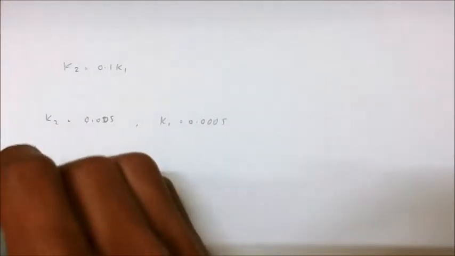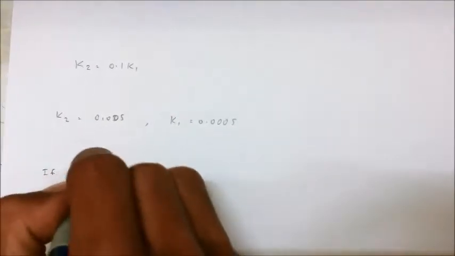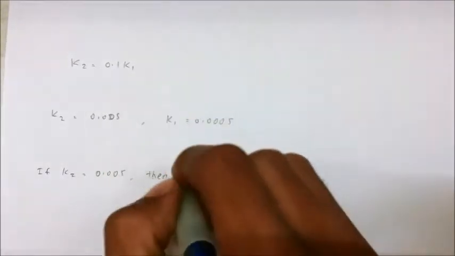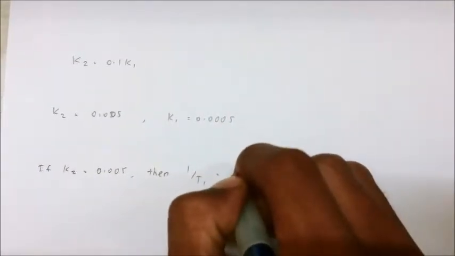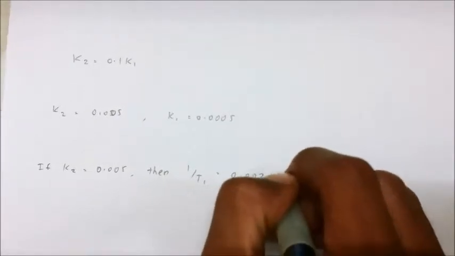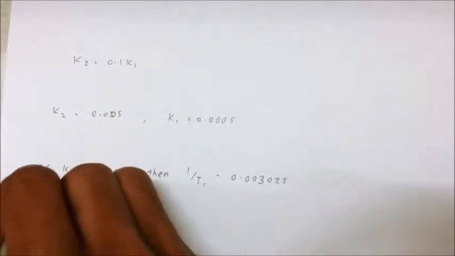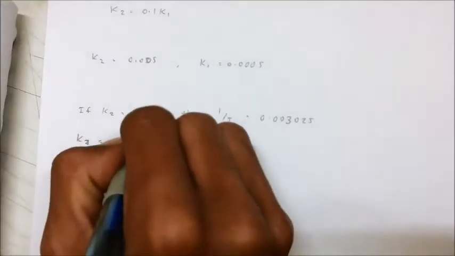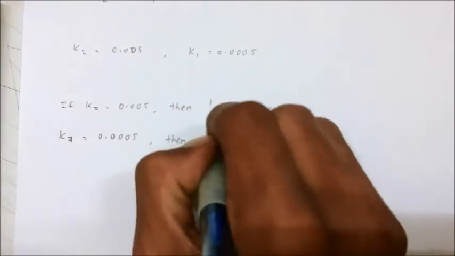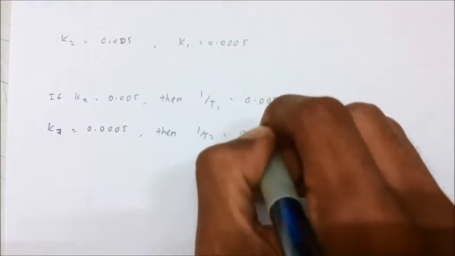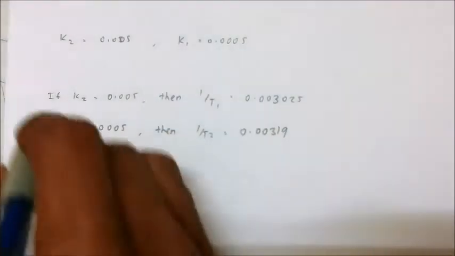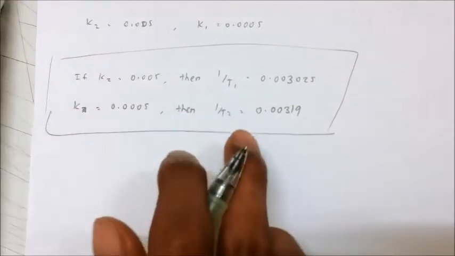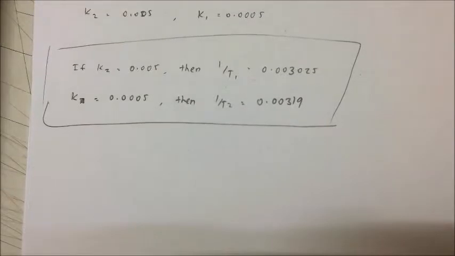After that, if k2 equal to 0.005, then we get the value of 1 over T1 equal to 0.003025, and k1 equal to 0.0005, then 1 over T2 will equal to 0.00319. We get this using the decay method. And then after we get these values, we have to substitute again into the main equation.